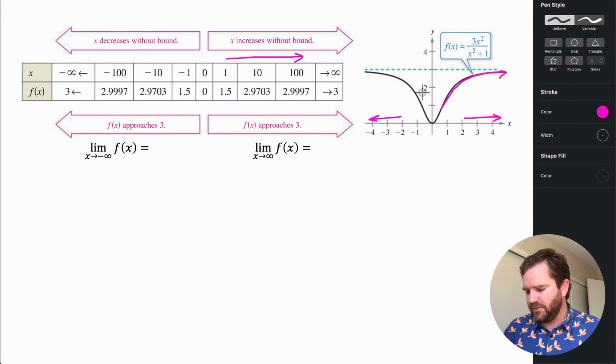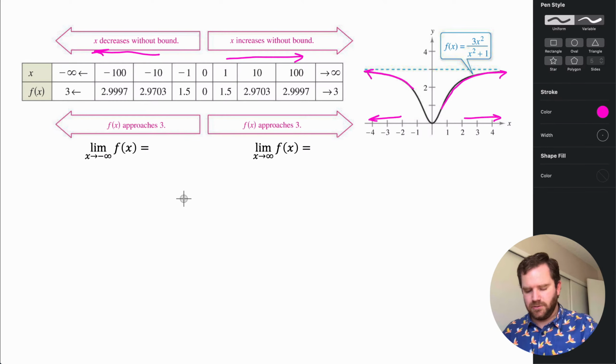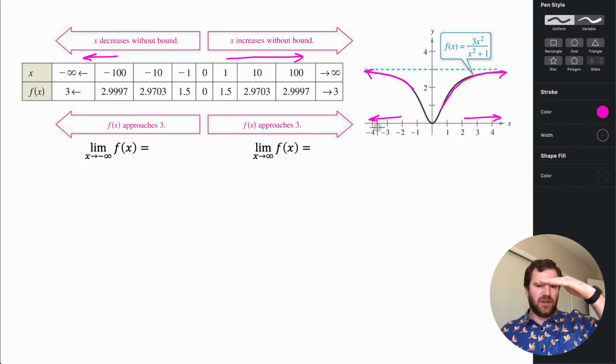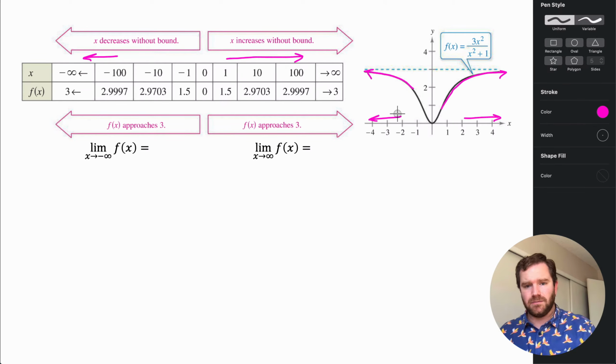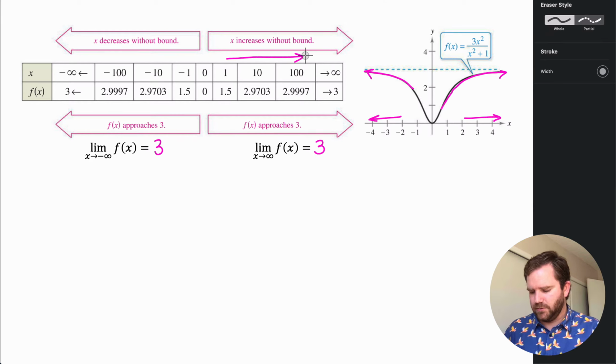As x is going to negative infinity, my y values are getting closer and closer to 3 here, as well. So as x is going off to negative infinity, this is also approaching 3. This idea of it approaching this horizontal line is the idea of a horizontal asymptote. So it's getting closer to this y value as the x values are getting larger and larger. So my limit as x approaches infinity of f of x is 3, and it's the same on the other side as I approach negative infinity.